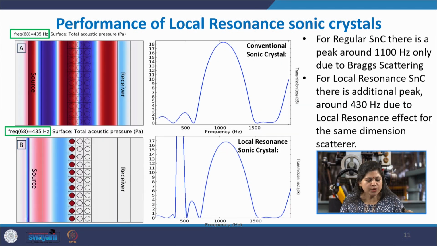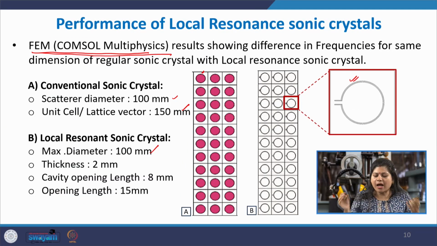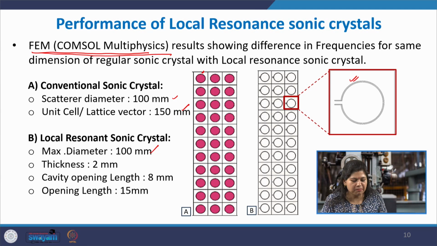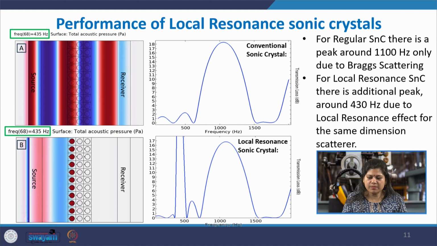What you see here is that for the first structure, having all the other outer properties the same, because it is a solid structure, it is not doing local resonance. It is not operating on the principle of local resonance, rather just on Bloch's theorem. So, for the first regular structure, as per Bragg scattering law and Bloch's theorem, it gets a peak at around 1100 Hertz.